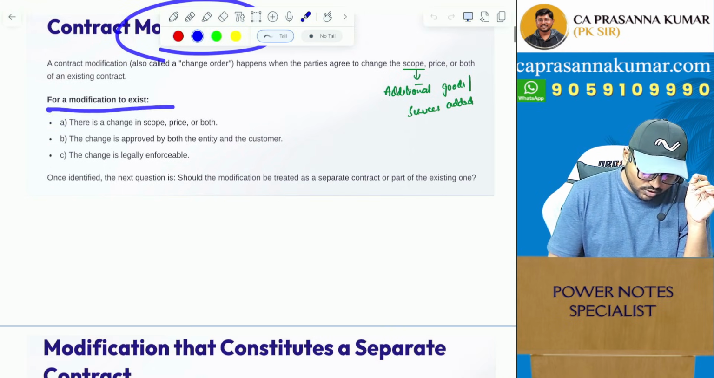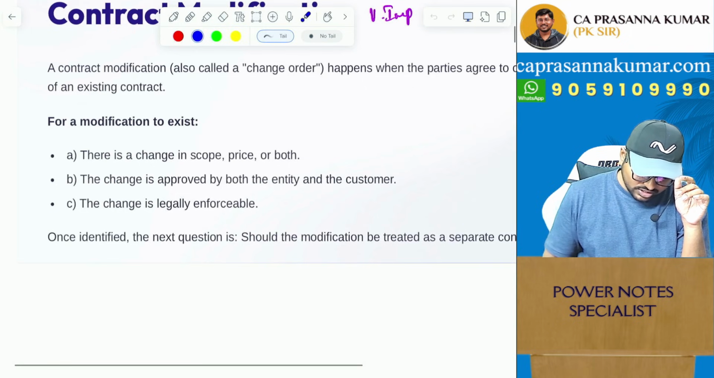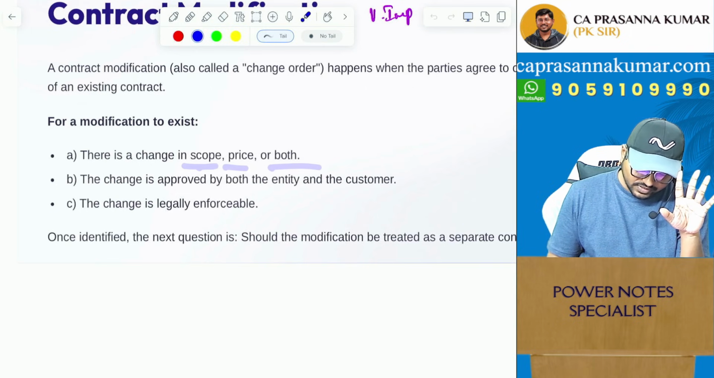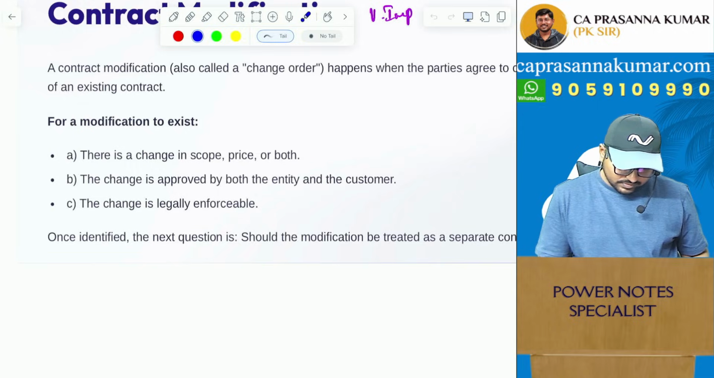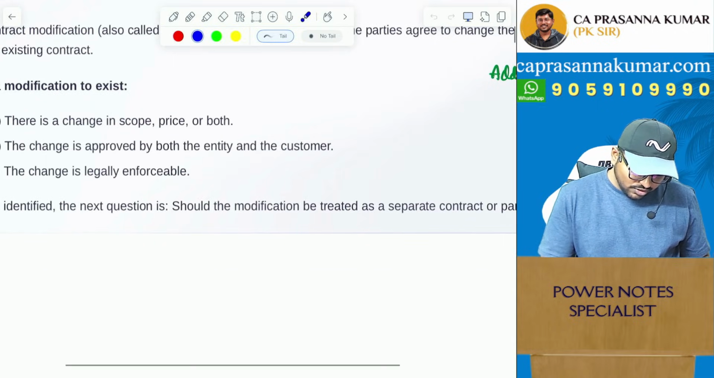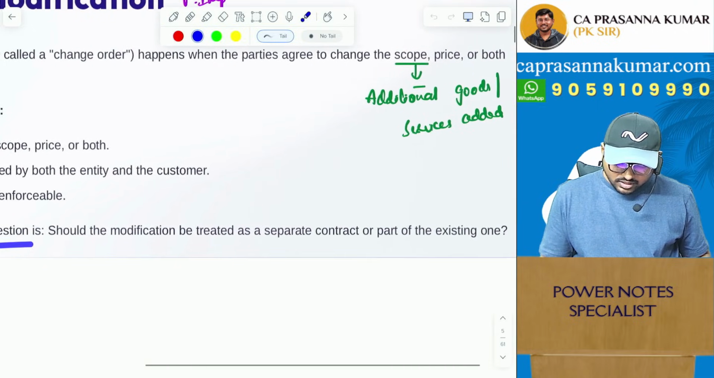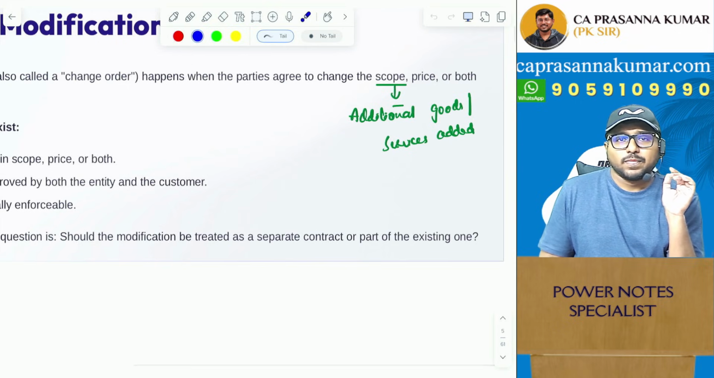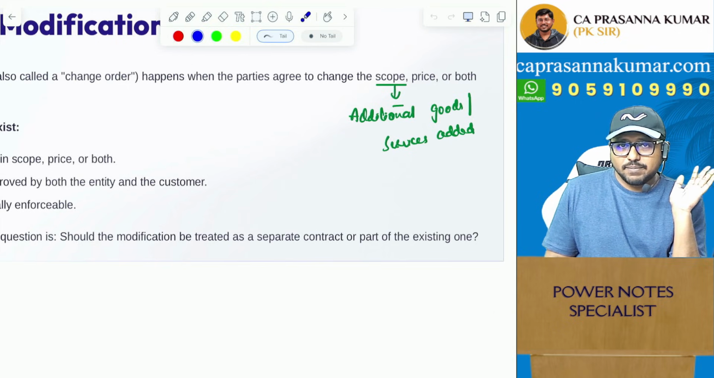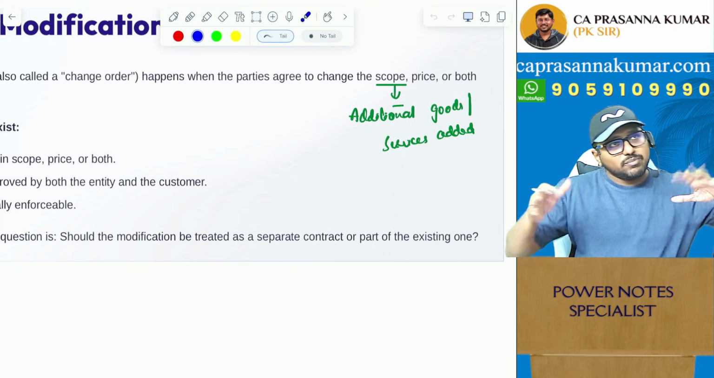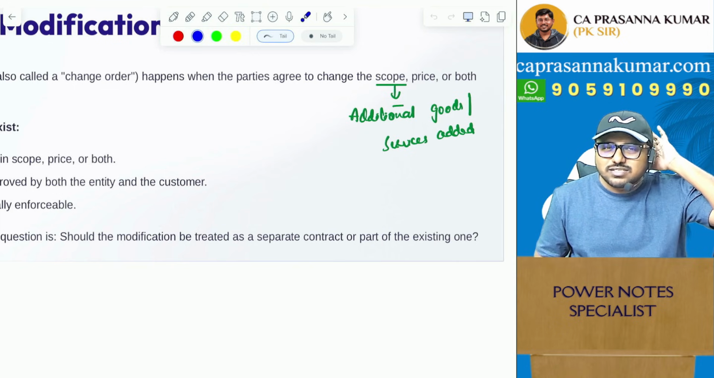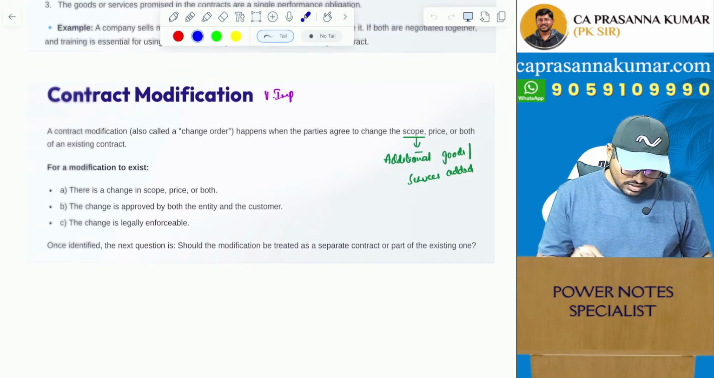So, for a modification to exist, there is a change in scope, price, or both, and it is approved by both the parties, and it is legally enforceable. Now, the next question is: once the modification has happened, should I treat this as a separate contract or modify the existing contract? That's the major doubt that you'll have, correct? That is what we are going to do.